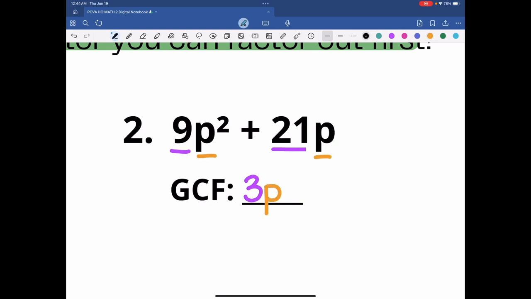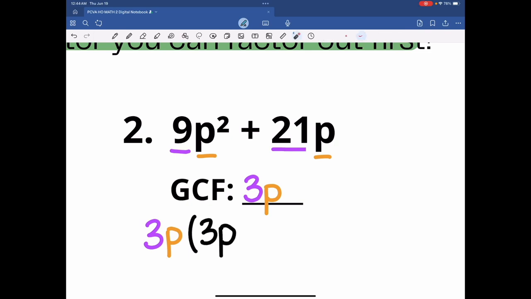So we're going to take 3p out, which means we're going to divide it out of the problem. We're going to divide by 3 and p. 9 divided by 3 gives me 3. I had 2 p's divided by 1 p, which leaves me with 1 p left over. So this is going to be 3p.